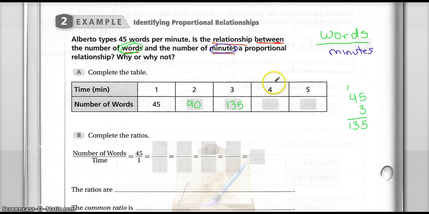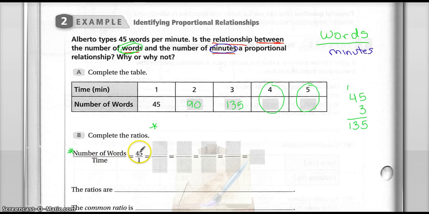Now you can go ahead and do 4 and 5 on your own. Find out how many words he types in 4 minutes and in 5 minutes. And then once you finish that, we're going to move on to section B to complete these ratios. So the number of words over the number of minutes, which is exactly what I wrote up here. Number of words is in green and time would be in purple.